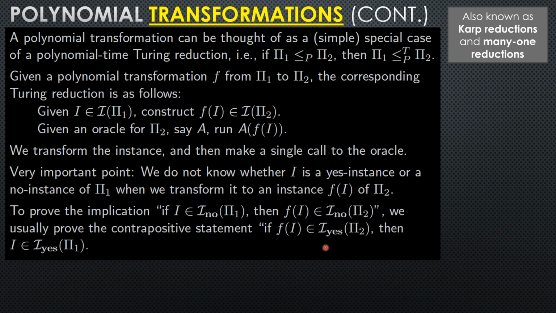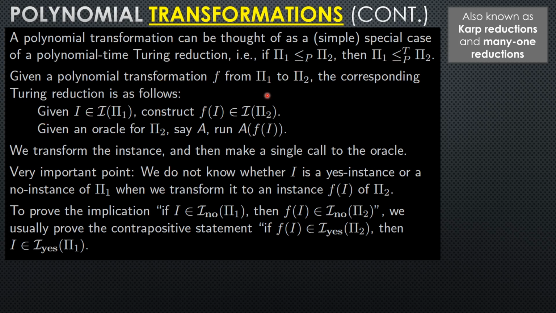Okay, so as I mentioned, you can think of this as a simple special case of polytime Turing reductions. So indeed, if we have a polynomial transformation from pi1 to pi2, then trivially we have a polytime Turing reduction from pi1 to pi2. This is a special case where we can only call the oracle once. So this is what one of these polynomial transformations looks like.